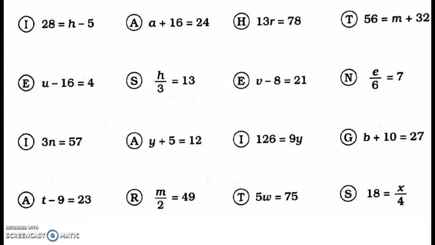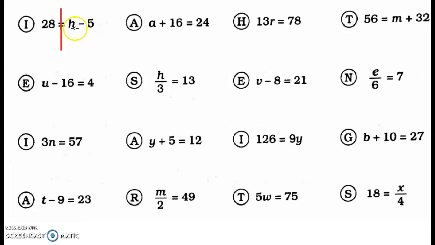So what we're gonna do is isolate it, or get it by itself, by doing the inverse operation, or the opposite operation, of what is next to it or closest to it. So over here, we have our equal sign. We're going to split our equation right here, right?